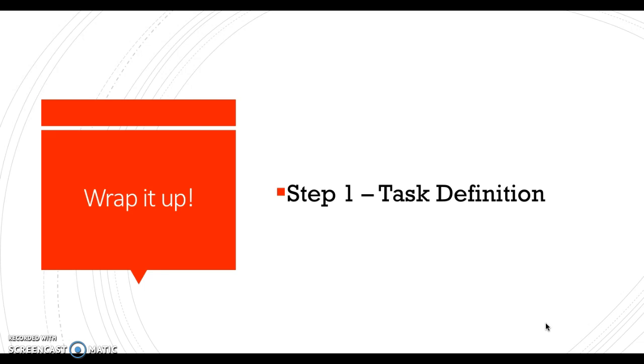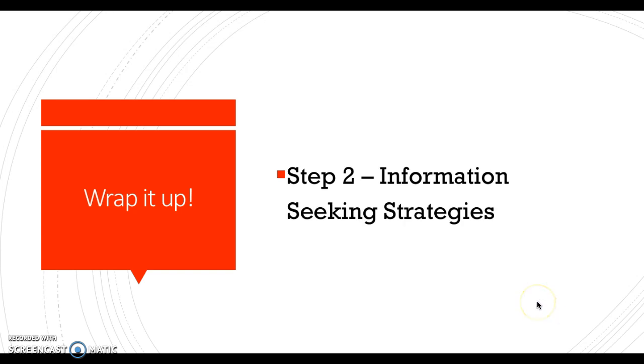You're going to decide what it is you're supposed to do. What are you researching? What types of information do you need? Whenever you've made that decision, you're going to move on to step 2, which is the information seeking strategies. That's where you decide if you want to use print, if you want to use electronic resources, which resources would be best for the topic that you've selected.